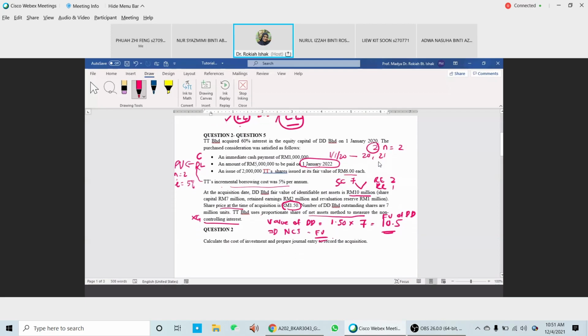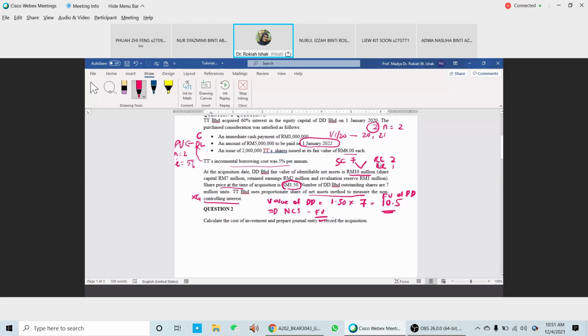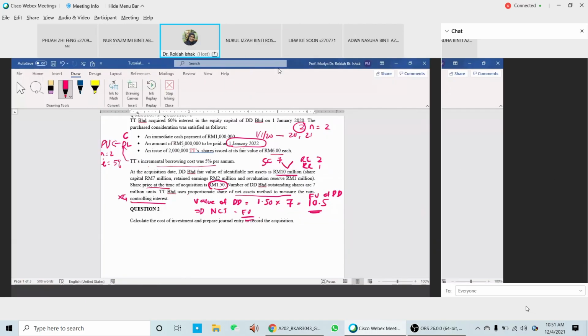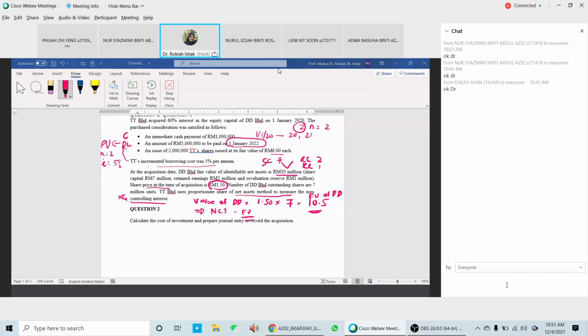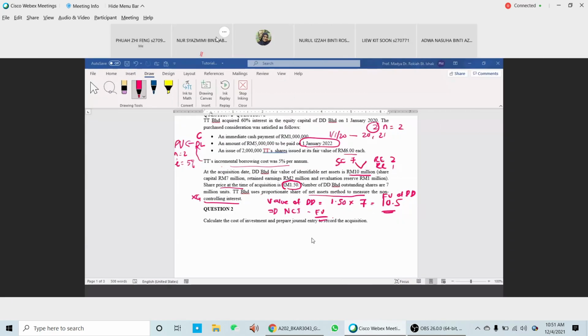Now we need to calculate the cost of investment. What will be the cost of investment here? Any of you? I really hope that you participate during the tutorials, because you want to save time here. Any of you want to try? Can you give me the calculation of the cost? So the cost of investment here, you have cash. How much cash do you have? 1 million. Okay, 1 million.